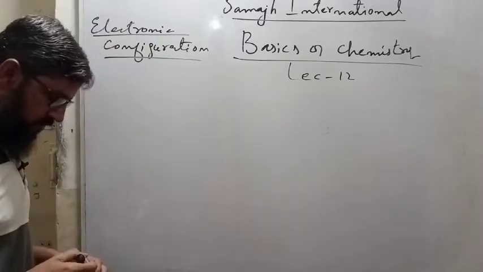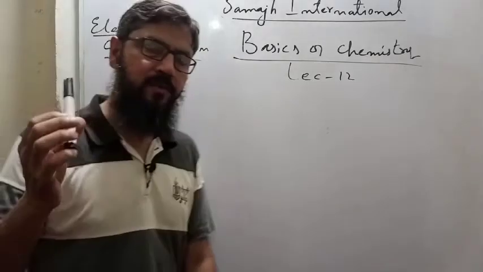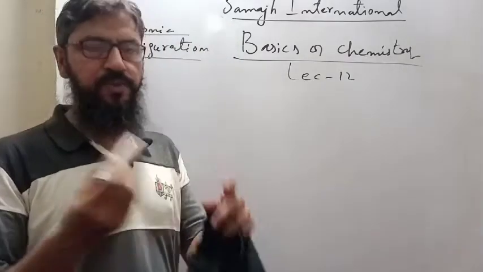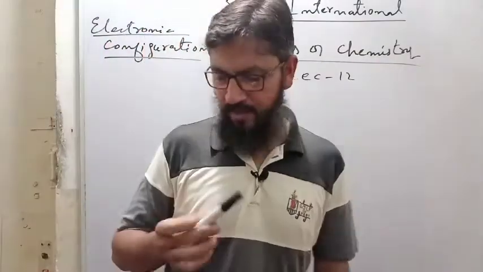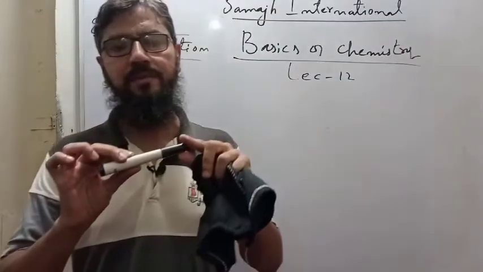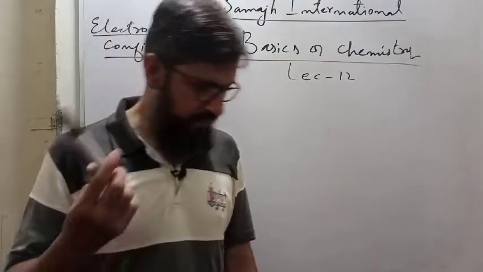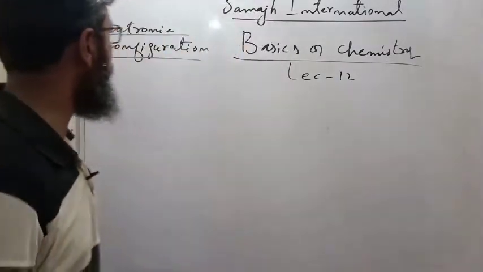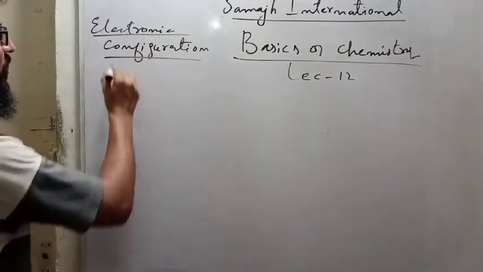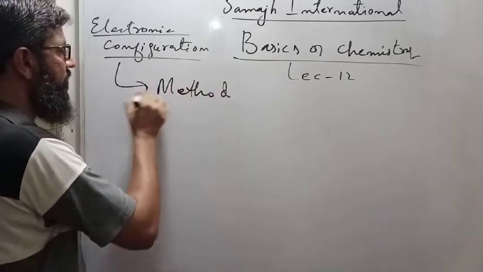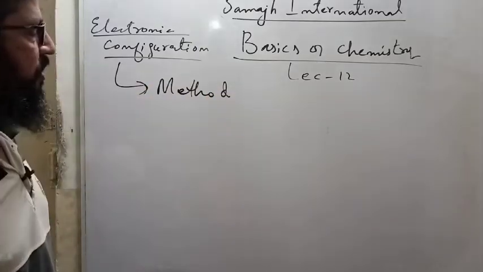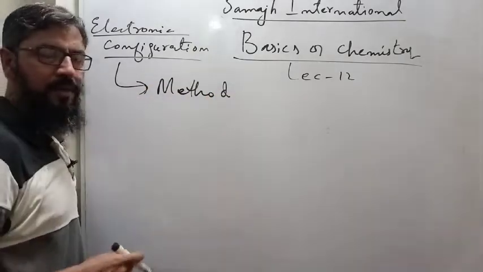Again I am asking, what is this? Sir, we use it to write on the board. No, it's not my question. My question, what is this? The simple question, simple answer, this is a marker. Okay, fine. What is this? Electronic configuration, a method. To the point answer. Electronic configuration is actually a method.